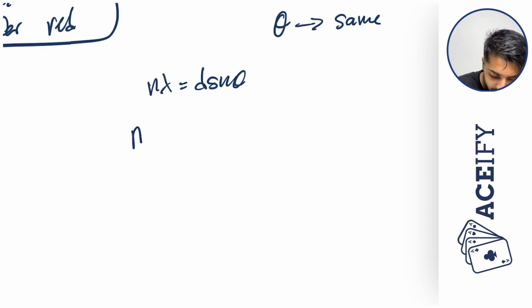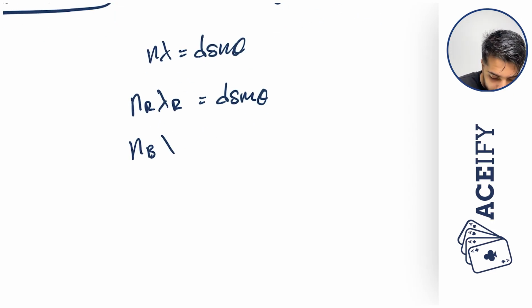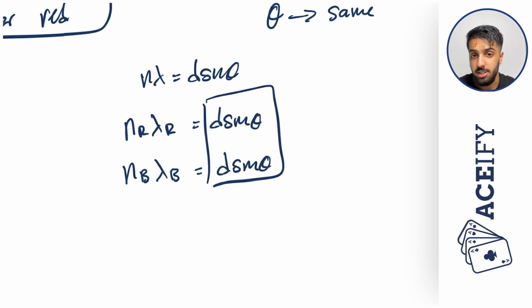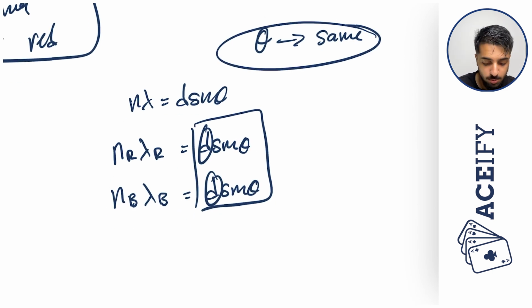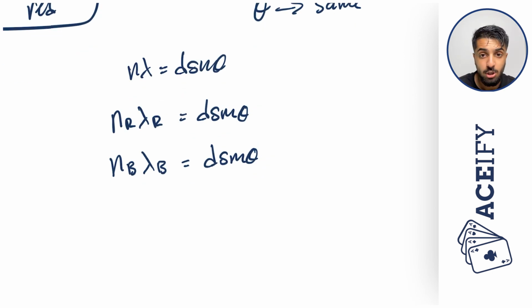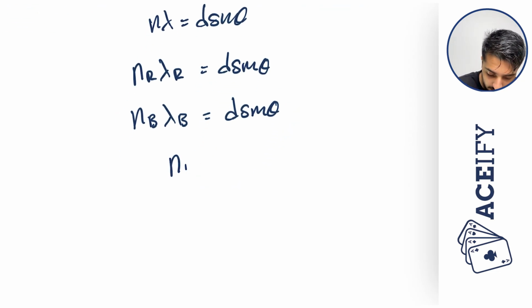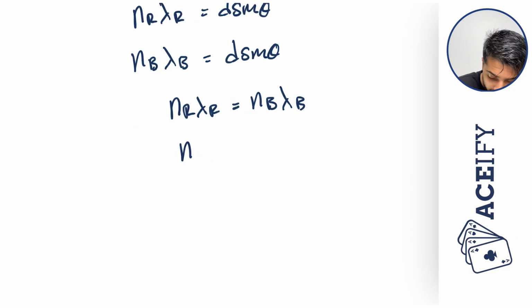And so we can get nr times lambda r for our red light is equal to d sine theta, and nb lambda b is equal to d sine theta. Again, these are the same because our diffraction grating is the same, so our d is the same in both cases, and we are interested in finding the same angle, so our sine theta is the same in both cases. So because both are equal to d sine theta, we can make them equal to each other, so nr lambda r is equal to nb lambda b, and therefore nr all over nb is equal to lambda b all over lambda r.